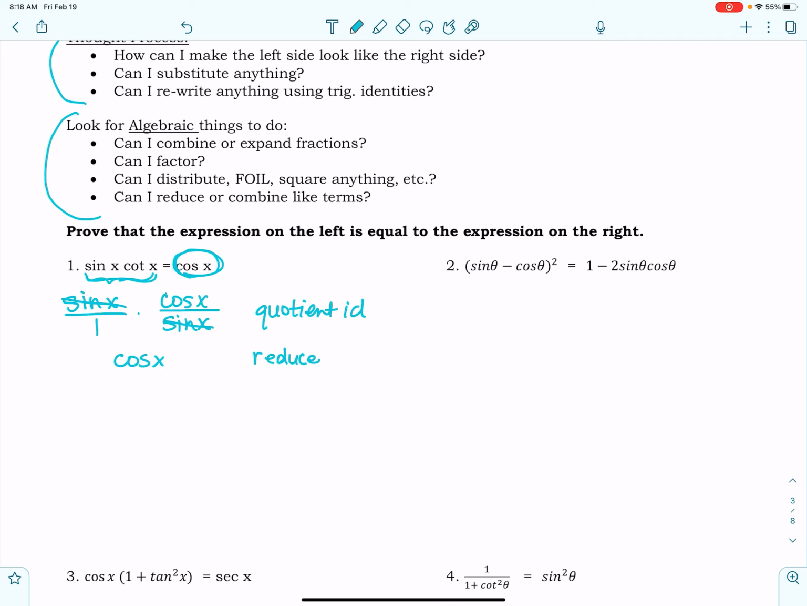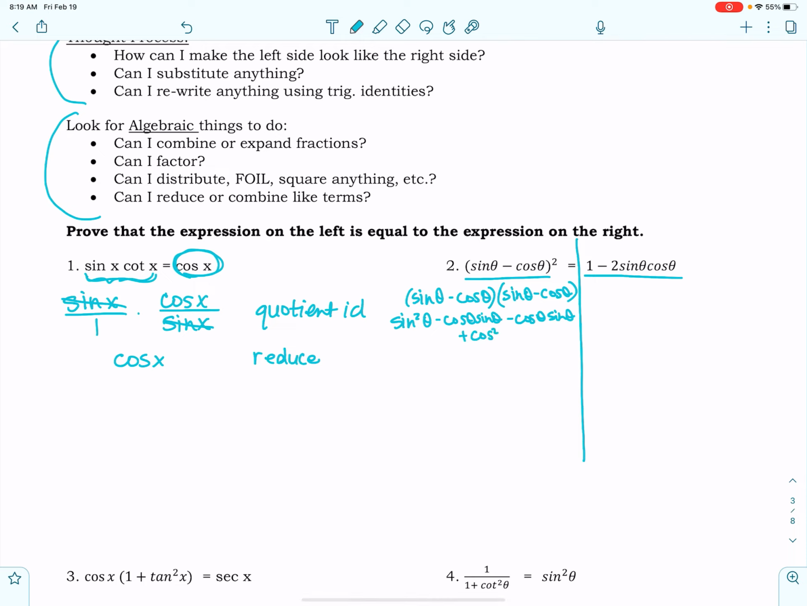All right, when I look at number 2, I've got to make this look like this. I'm going to draw a line right down here, and rewrite this on the left as sine theta minus cosine theta, squared. This is what that means. Then I'm just going to FOIL it. So I end up with sine squared theta minus cosine theta sine theta, minus cosine theta sine theta, and then positive cosine squared theta.